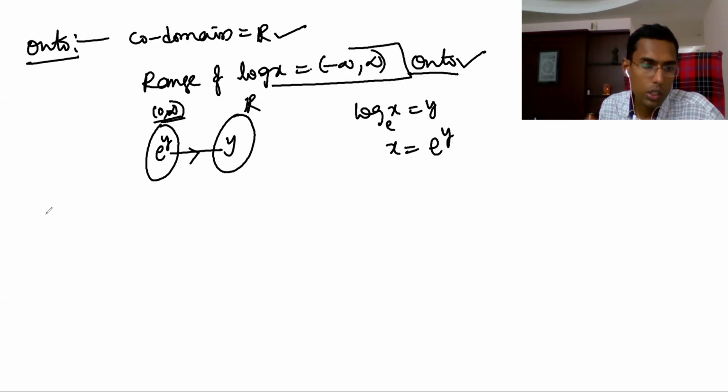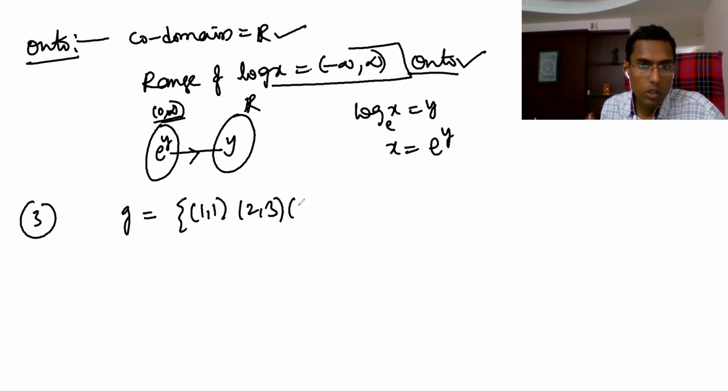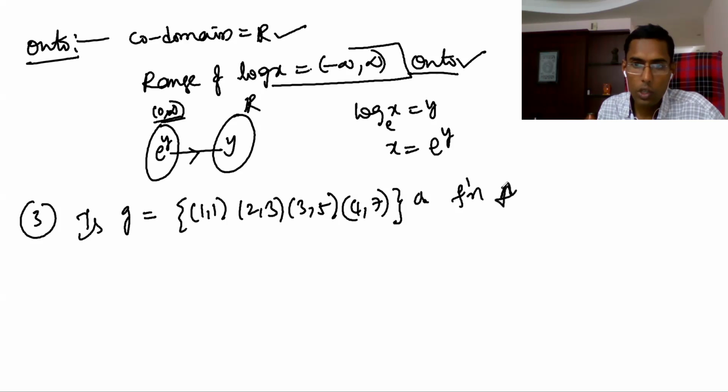So now let's go to the third question. What is that third question? Is g = {(1,1), (2,3), (3,5), (4,7)} a function from A to B? This is the question.